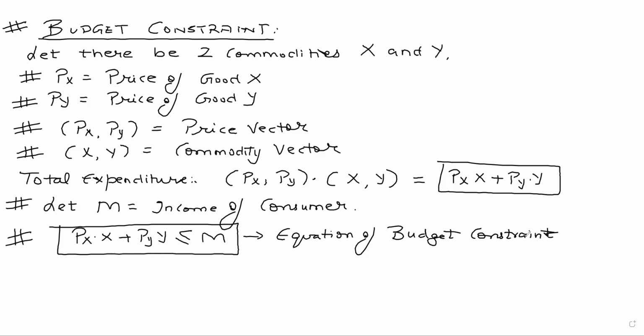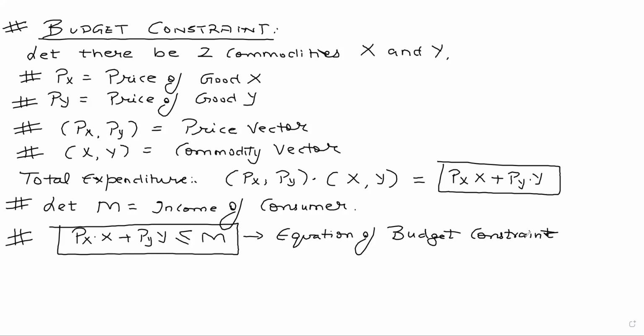When we are deriving this budget constraint, the key assumption here also is that there is no possibility of borrowing. Since there is no possibility of borrowing, your total expenditure cannot exceed your total income. It has to be less than or equal to your income.